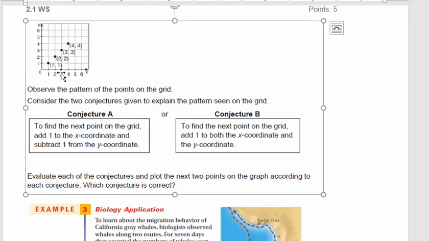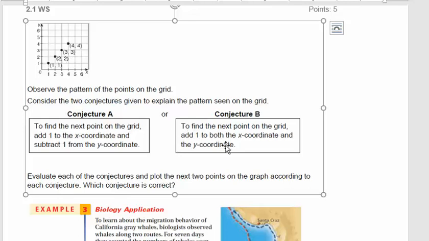So here's your graph. And then you have to say whether conjecture A or B is true based on this graph. So conjecture A says to find the next point on the grid, I will add 1 to the x-coordinate and subtract 1 from the y-coordinate. So think about where that point would end up if you started with 4, 4, added 1 to x and subtracted 1 from y, if it would fit in with this pattern.